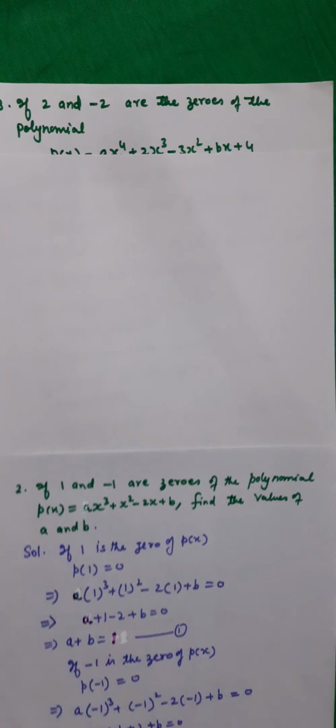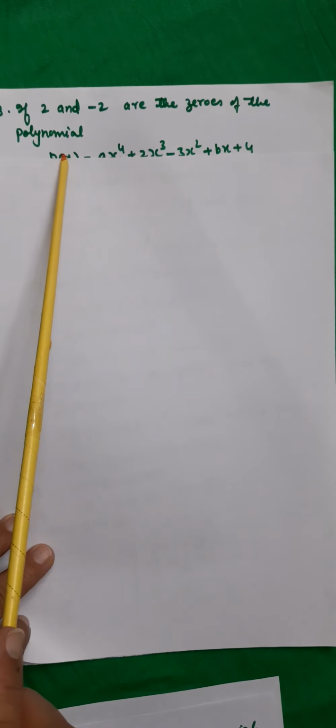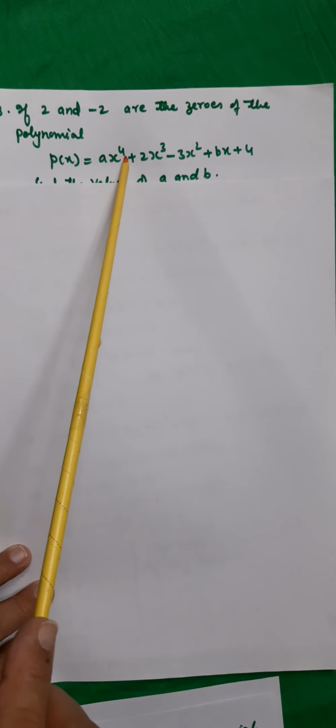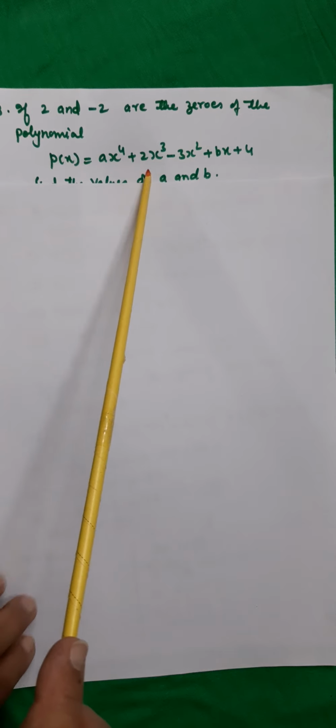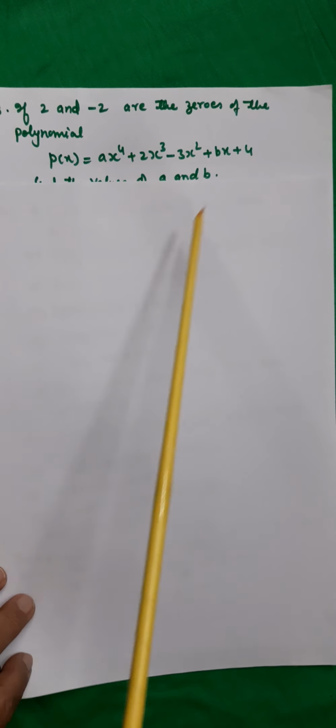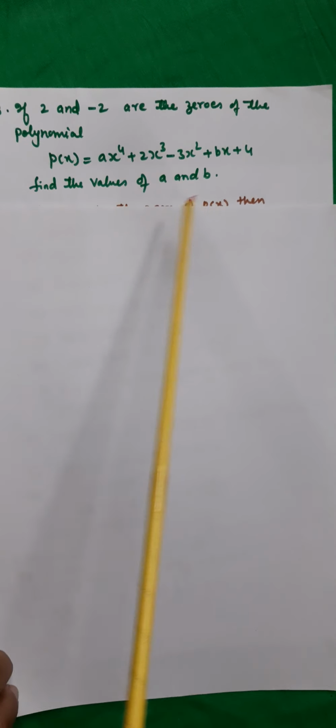Let's take one more example. If 2 and minus 2 are the zeros of the polynomial p(x) is equal to ax raised to the power 4 plus 2x cube minus 3x square plus bx plus 4. Find the values of a and b.